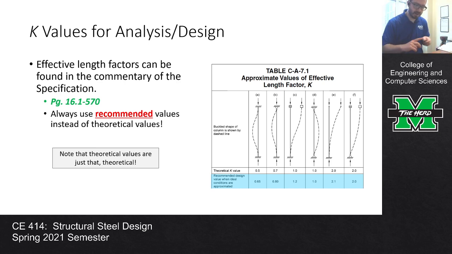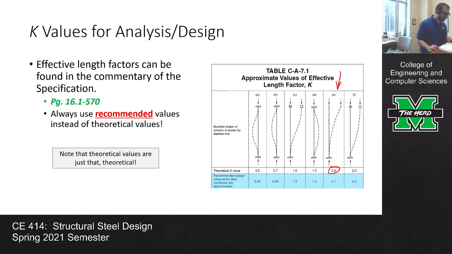The thing to pay attention to is the bottom of the table, where there are two rows. The top row says theoretical K value. This is the one we were just looking at, the fixed-free, and you can see K is 2. But then you can see the recommended design value when ideal conditions are approximated. We're going to use this. So the theoretical value is 2, but we adjust it a little bit for the real world.